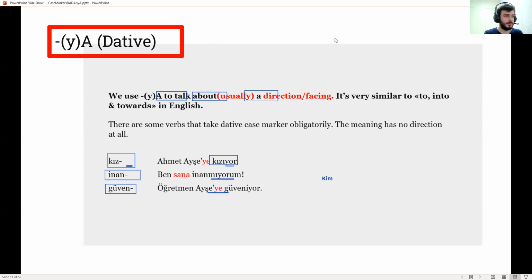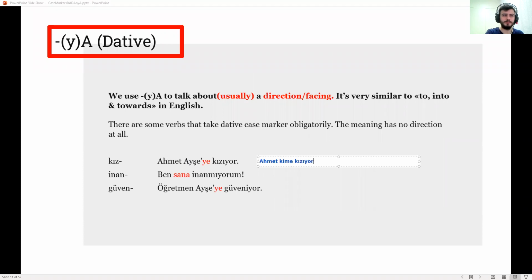So in this example, Ahmet Ayşe'ye kızıyor. Basically, I can ask this question to get the answer Ayşe'ye. Ahmet kime kızıyor? So this time my question word kim takes a case marker. That's the idea. Tamam.